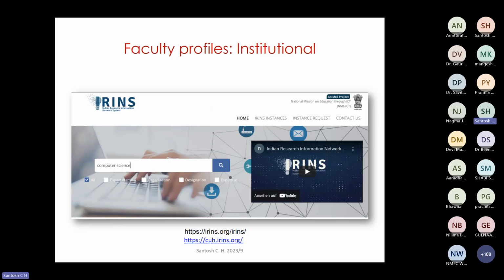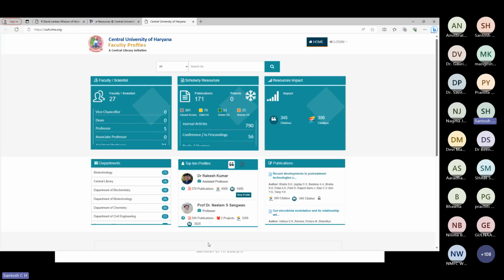Now, the seventh approach that you can take is to go for HARYANA, that is Indian Research Information Network System. Access to this is completely free of cost to showcase your research profile. To avail this service, you need to contact the Information Library Network. This is managed by our library here. This is our Central Library's initiative. So what is the importance of these faculty profiles? Faculty profiles showcase to the world what you are doing.